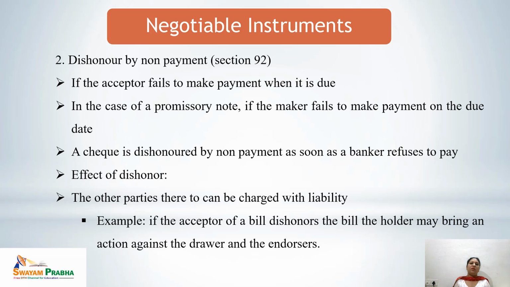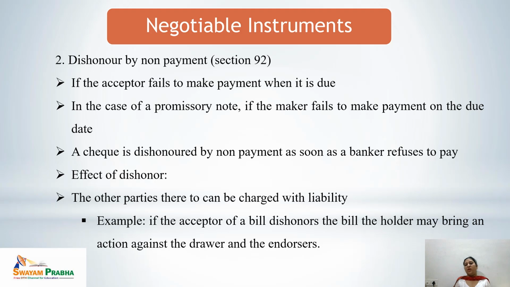Second is dishonor by non-payment, covered under Section 92 of the Negotiable Instruments Act, 1881. This is possible in case of a bill of exchange, a promissory note, or checks. If the acceptor fails to make payment when it was due, a due date was there, the party has failed to perform. So this is called dishonor by non-payment. And in case of a promissory note, if the maker fails to make payment on the due date, it is dishonored. A check is dishonored as soon as the banker refuses to pay.